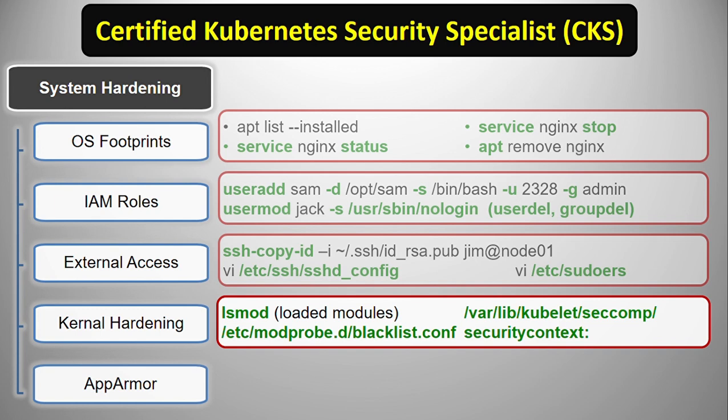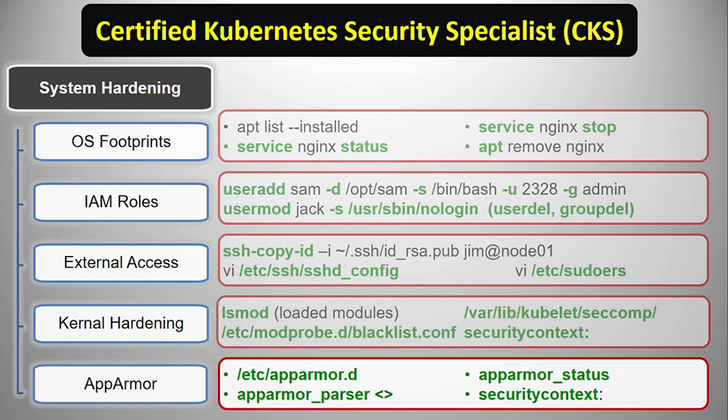AppArmor is a Linux security module implementation that restricts an application's capabilities and permissions with profiles that are set per program. A default path is shown on the screen. A profile can be enabled through the apparmor_parser command. Status can be checked through apparmor_status, and a profile can be implemented in a pod through security context.